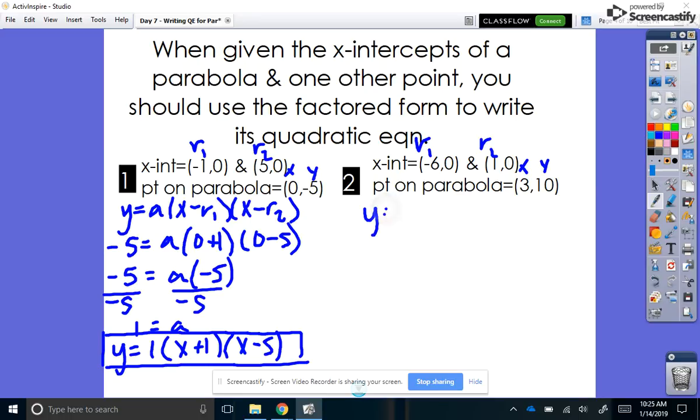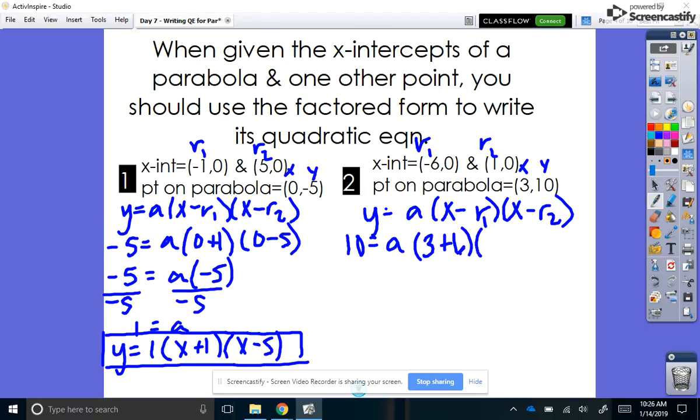Start again by writing the form a times x minus r1, x minus r2. So I have 10 equals a times 3 minus negative 6 will be 3 plus 6, and then 3 minus 1. I think that's a 1. Let me check.